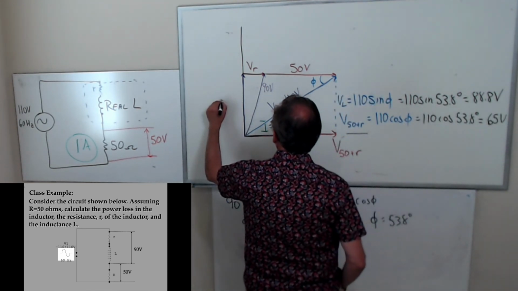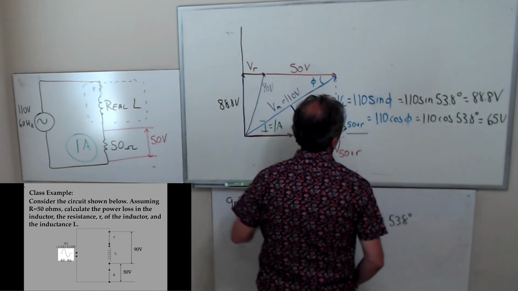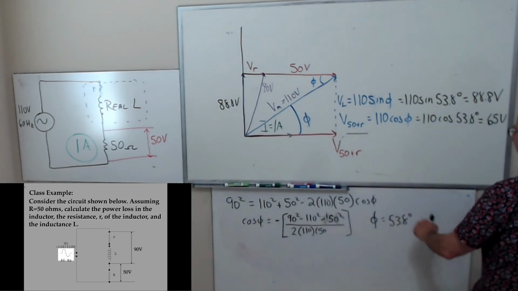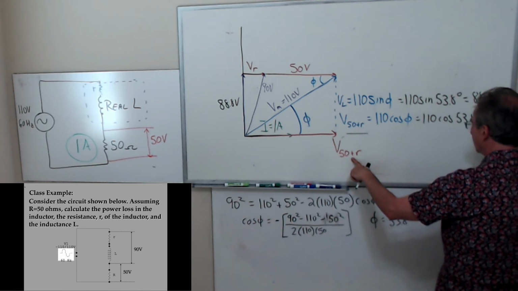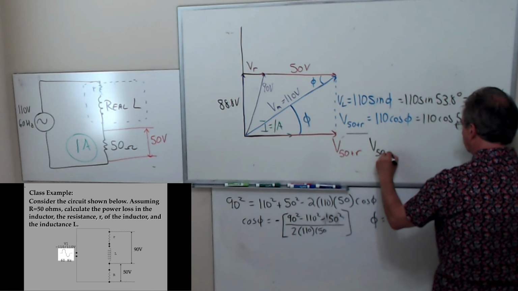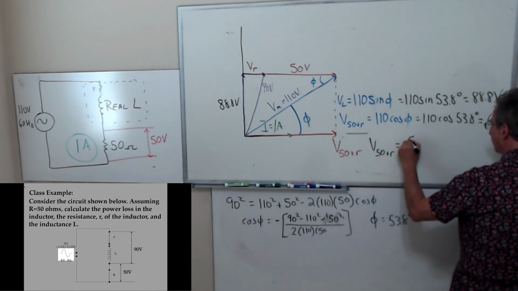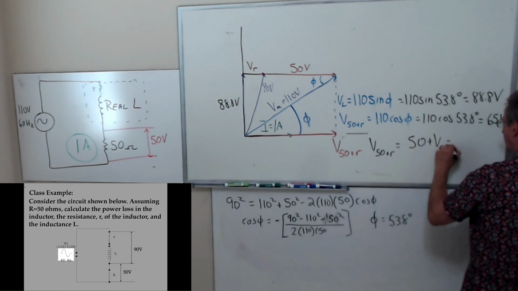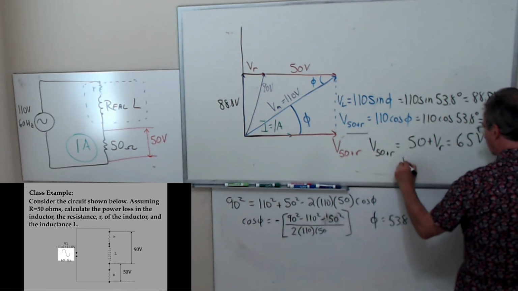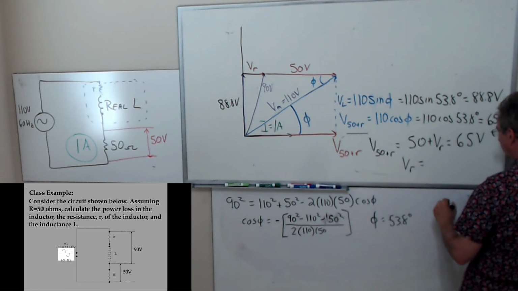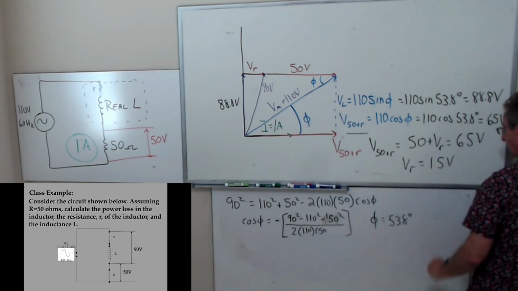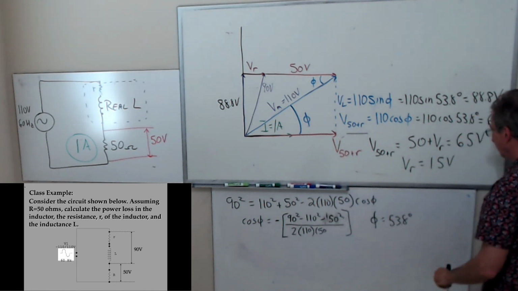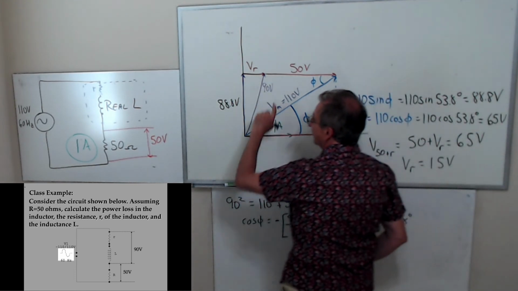Well, if this is 88, oh, can I figure out V sub R now? V sub little r? V sub r is what? 65 minus 50, what is that? And if I have 1 amp going through it, what's the resistance of this little guy?